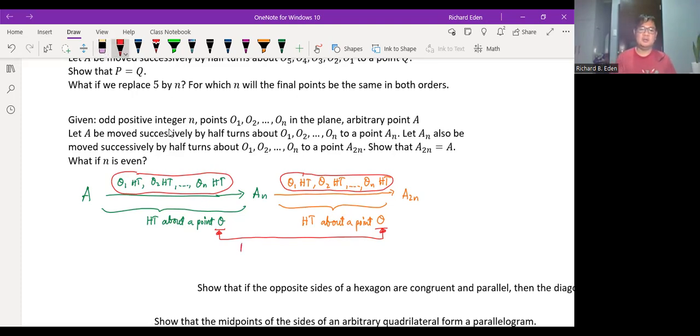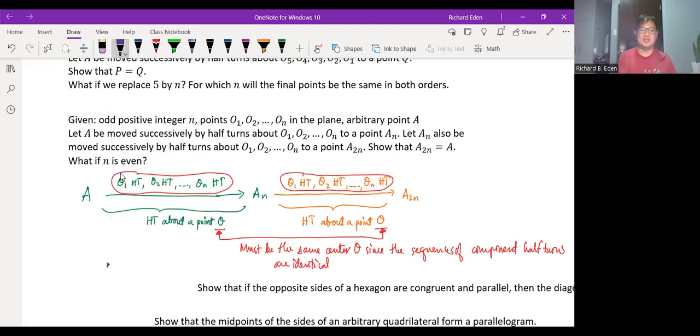So it must be the same center O, since the sequences of component half turns are identical. Okay? So that's the kicker there.